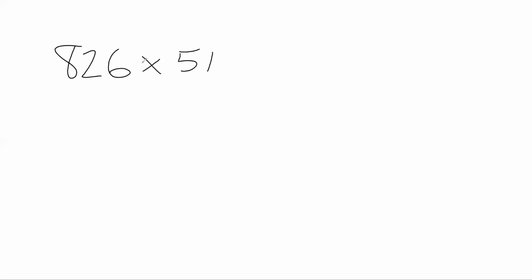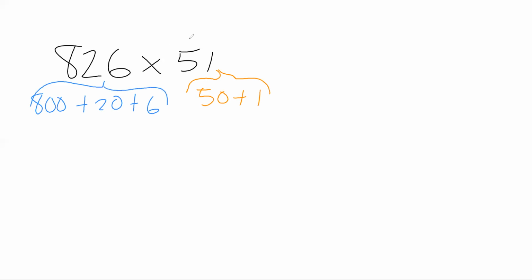826 times 51. So step one, let's go ahead and expand. So I'm going to say 800 plus 20 plus 6. Now I am expanding my second number, so I have 50 plus 1. Sorry, they never really line up perfectly under each other because it takes a lot of space to write them. So there we have it.